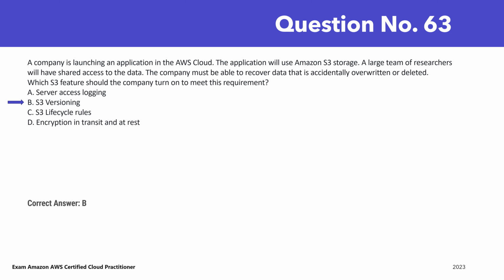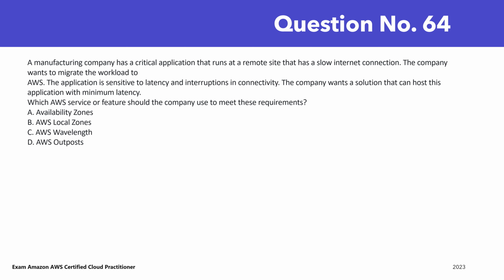Correct answer, B. A manufacturing company has a critical application that runs at a remote site that has a slow internet connection. The company wants to migrate the workload to AWS. The application is sensitive to latency and interruptions in connectivity. The company wants a solution that can host this application with minimum latency. Which AWS service or feature should the company use to meet these requirements? A. Availability Zones. B. AWS Local Zones. C. AWS Wavelength. D. AWS Outposts.